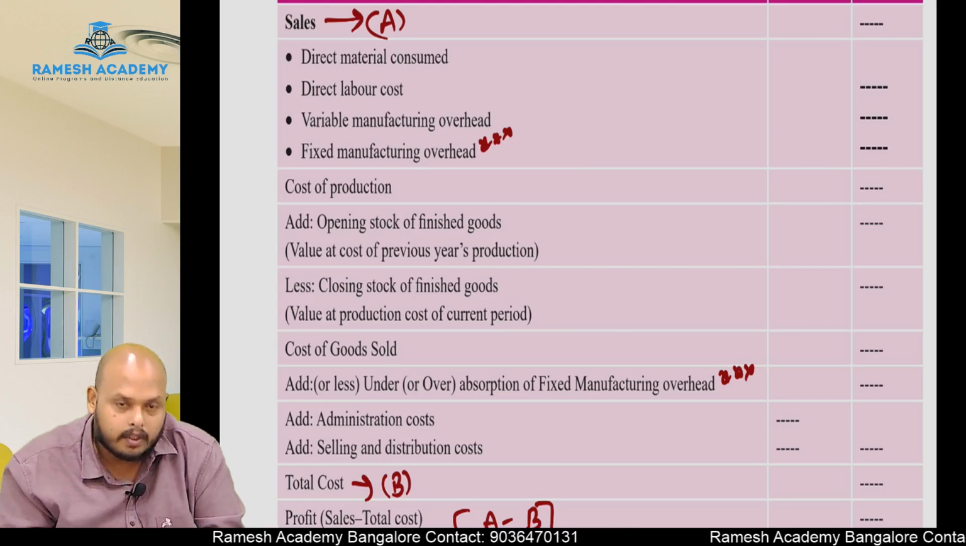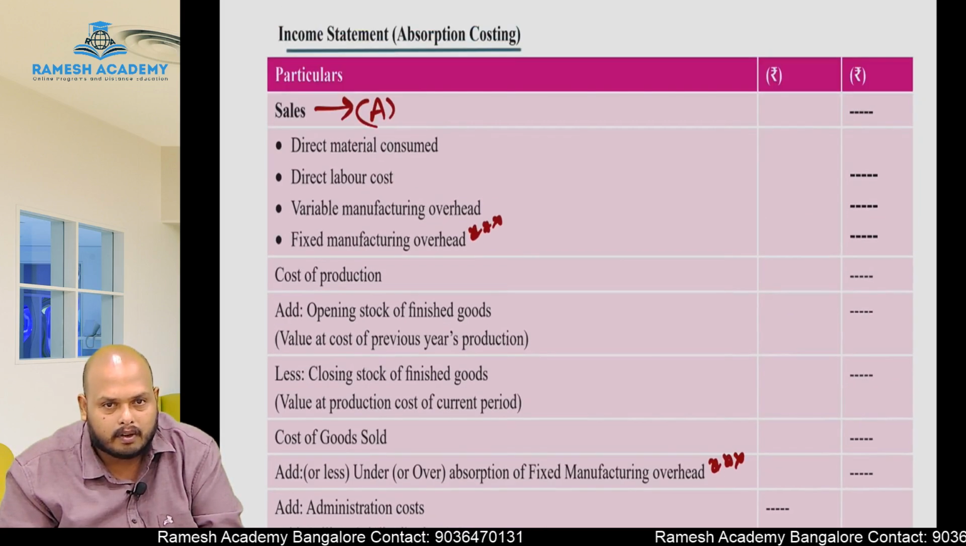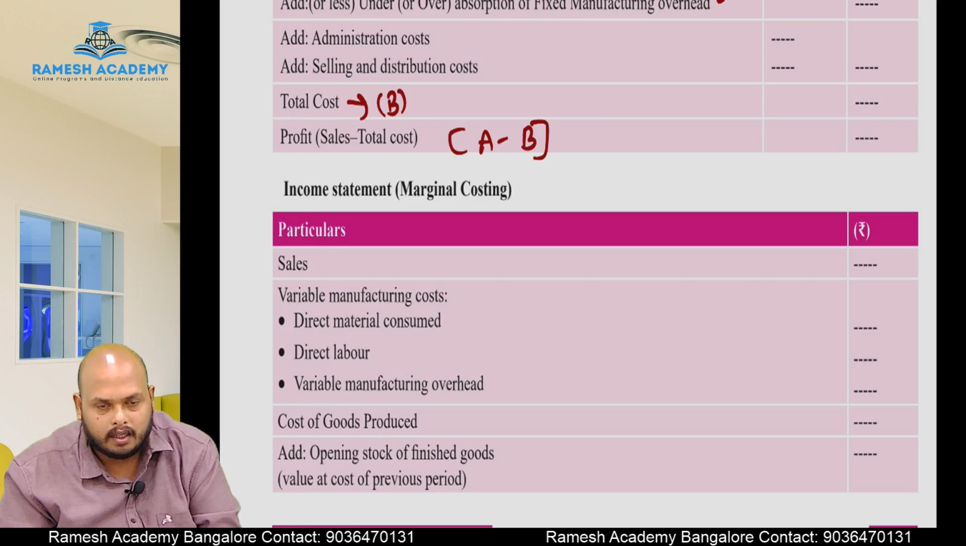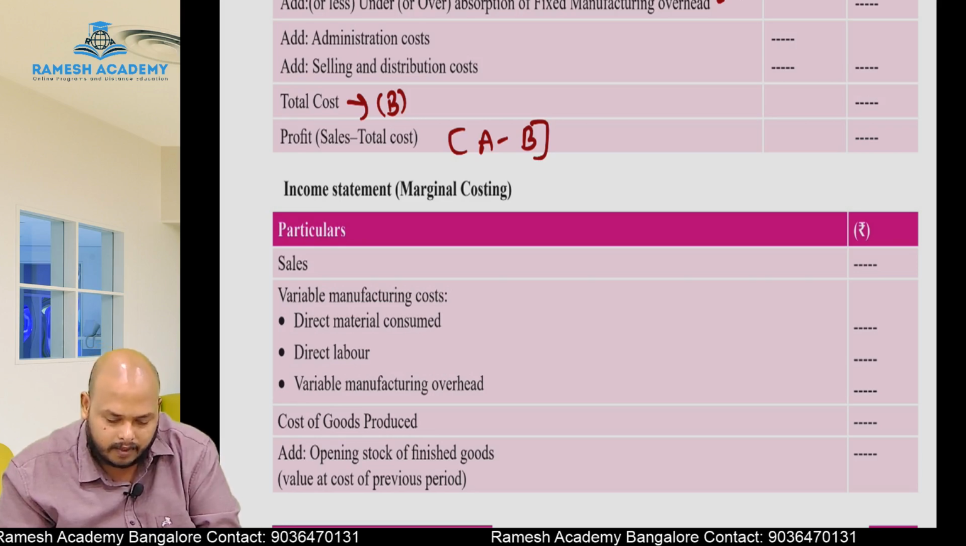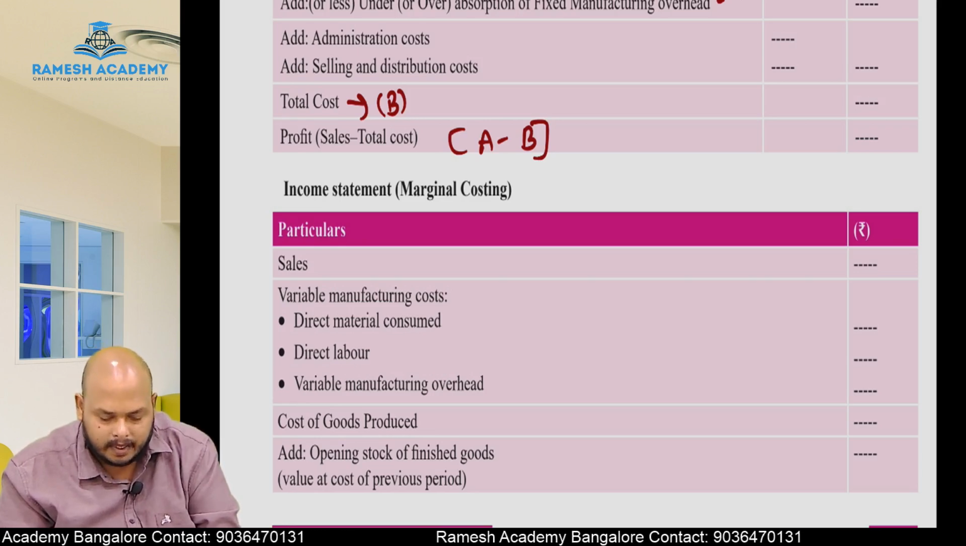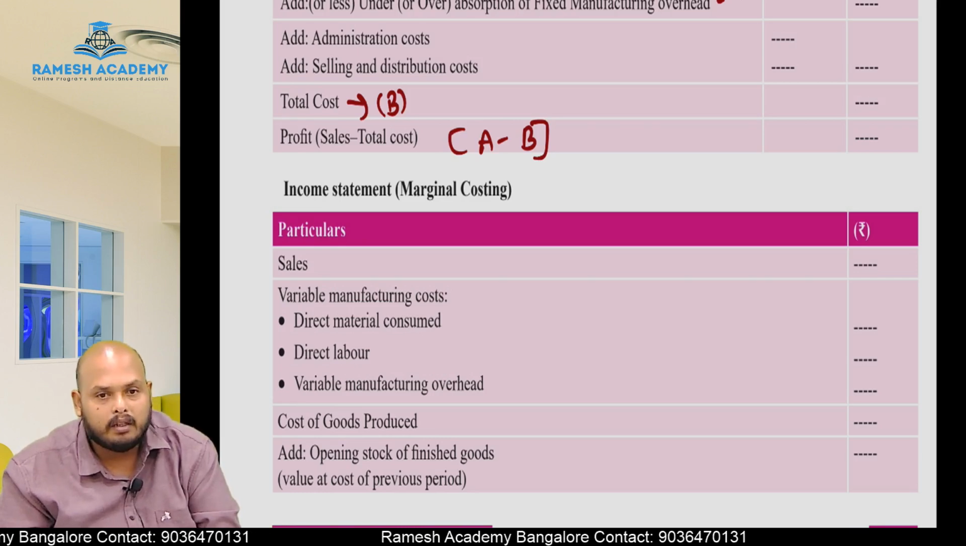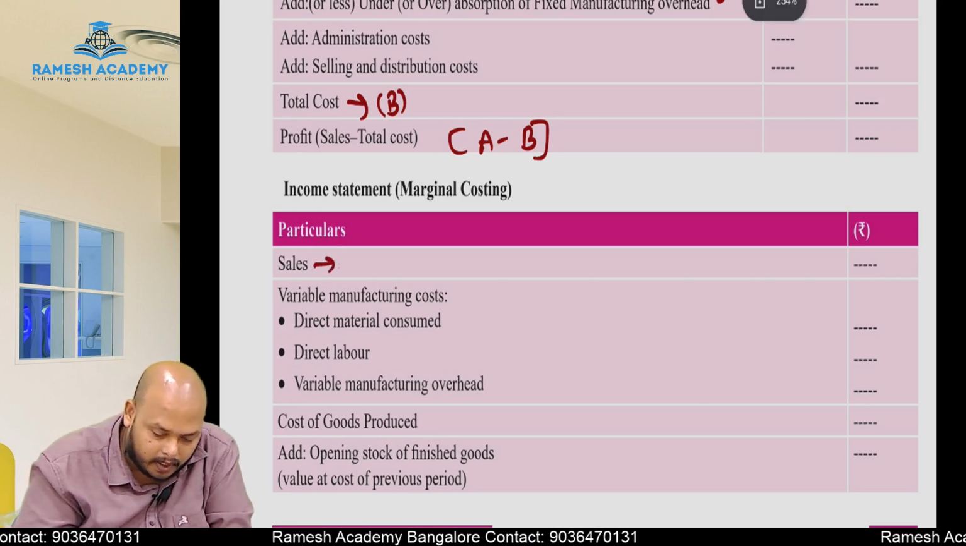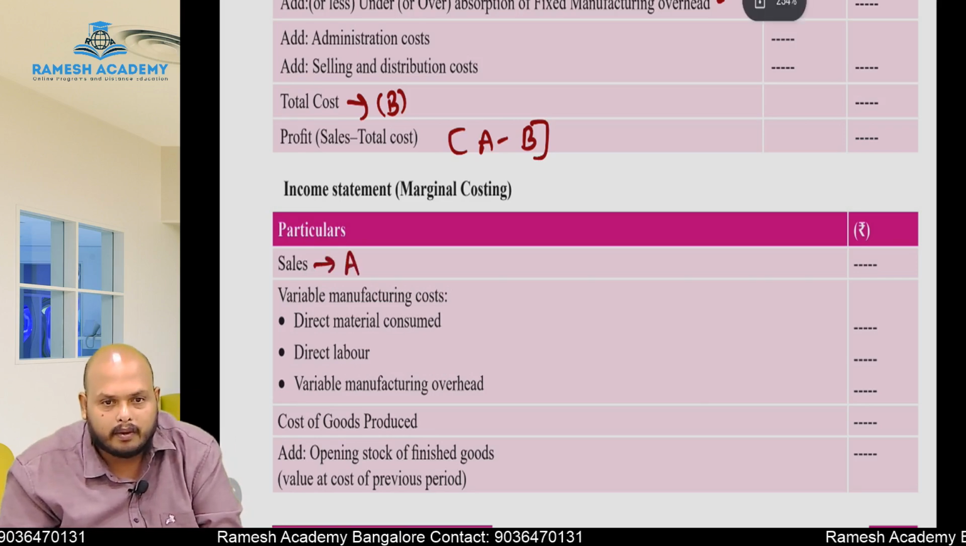Okay? So this is the format for the absorption costing income statement. Next, the income statement for marginal costing. In the marginal costing income statement, the first item is sales. From the sales we have to minus variable cost, then you will get cost of goods. Sales we have to treat as A.